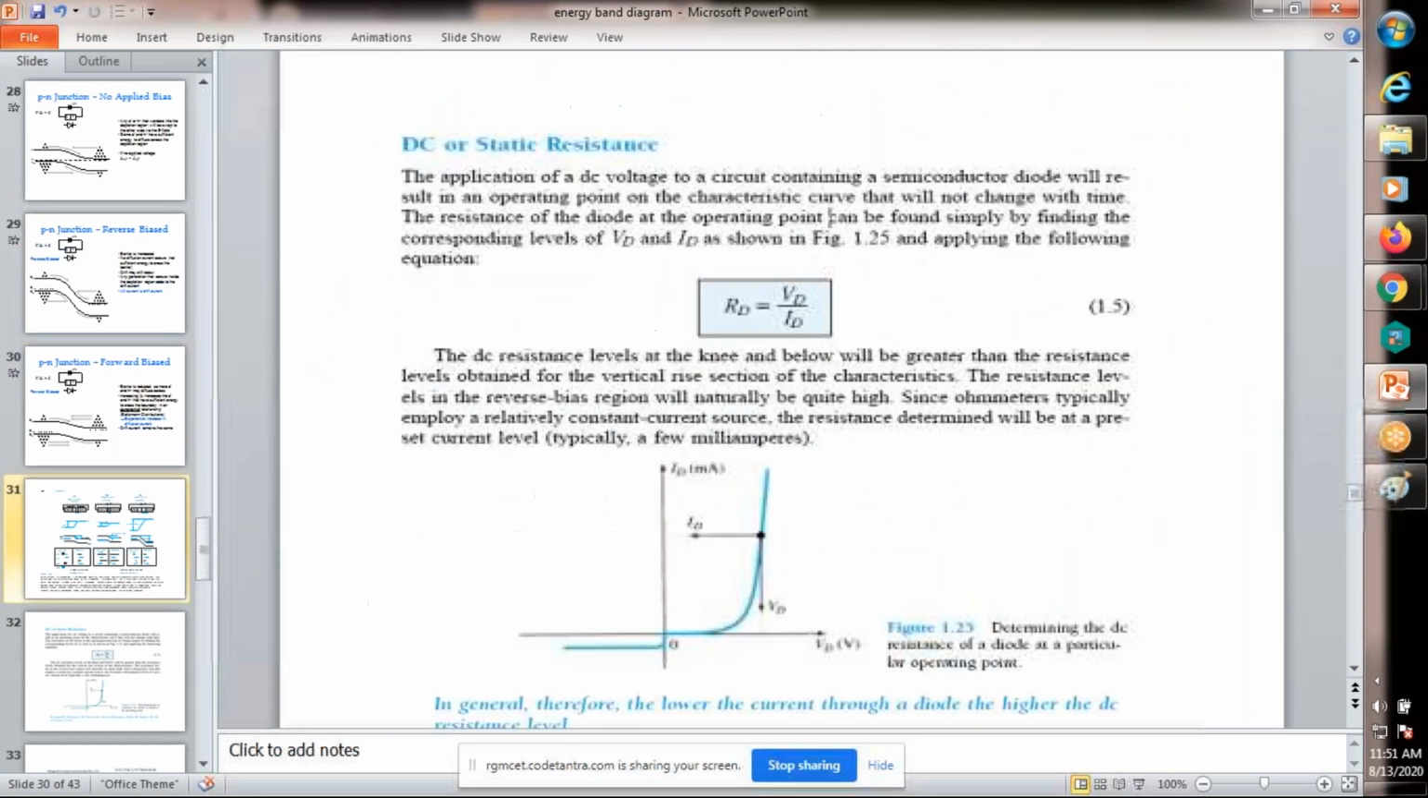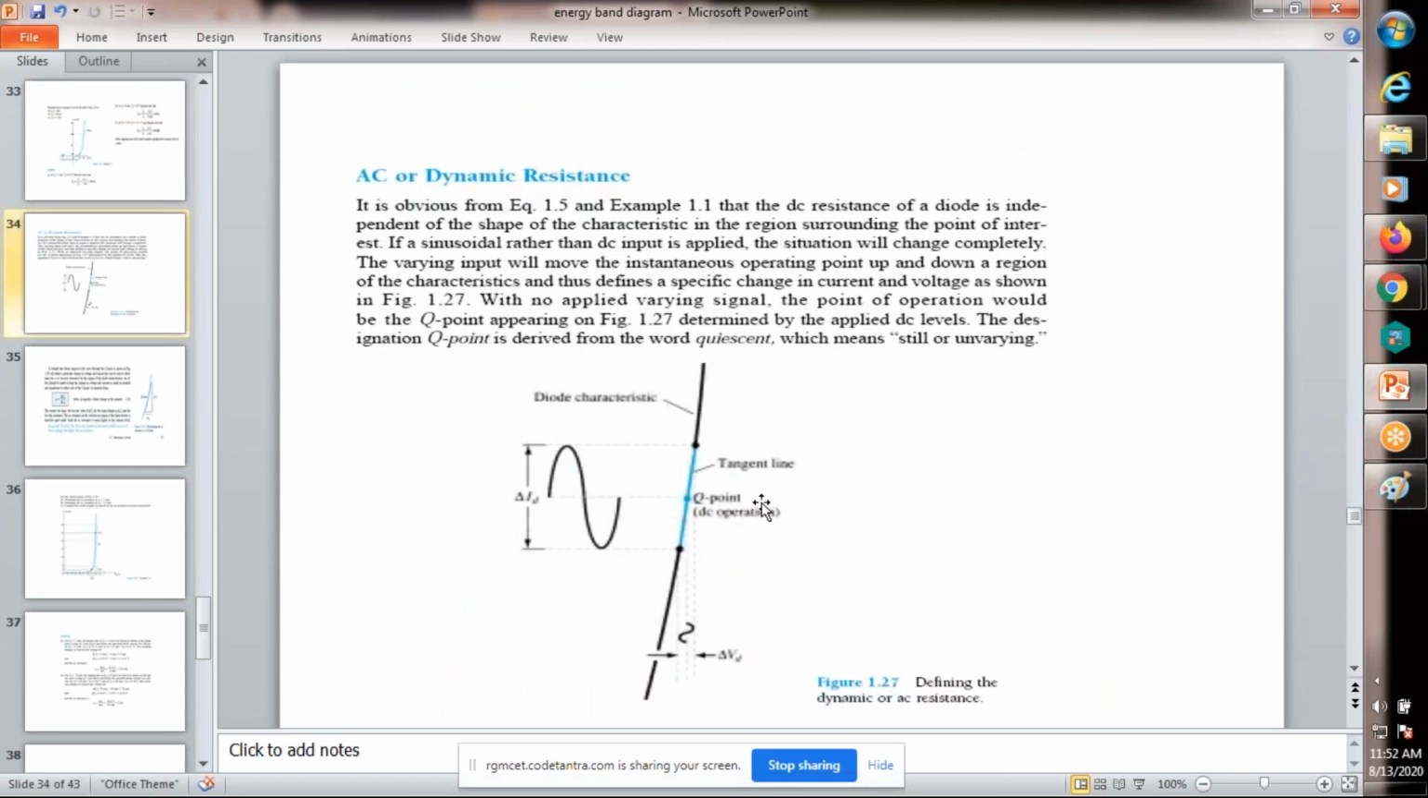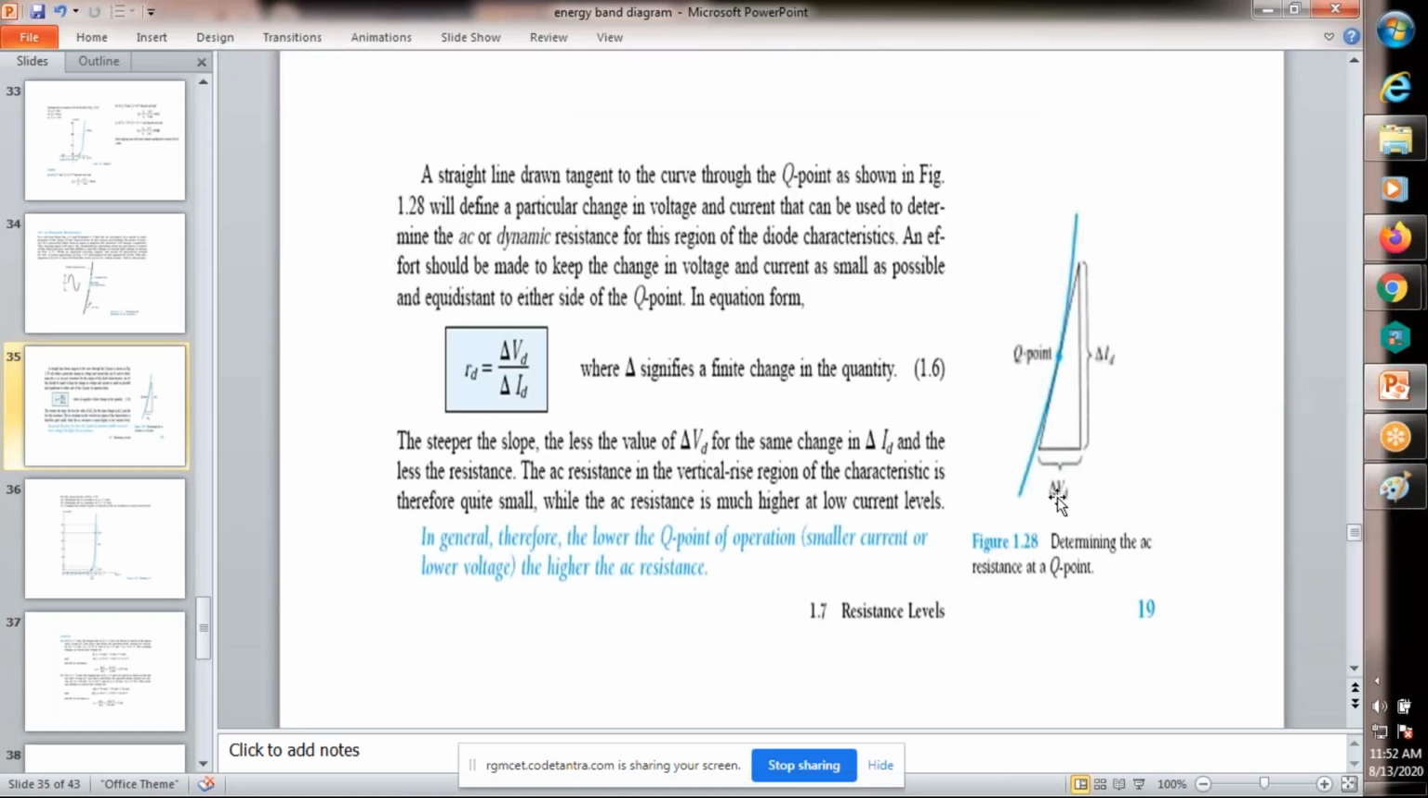And the simple topic, resistance. DC resistance is with respect to only one operating point: R_D is equal to V_D by I_D. Whereas dynamic resistance will change if the input is sinusoidal. Now the operating point instantaneously changes according to the sinusoidal, around the Q point. Now what is the resistance? Change in V_D by change in I_D, right?